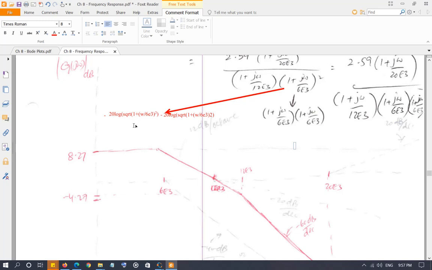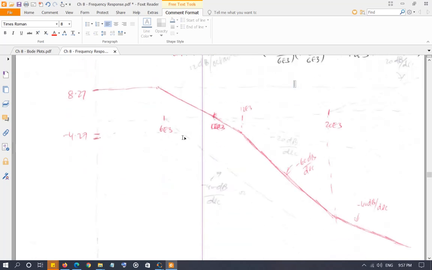So every decade of frequency, 6 exponent 3, 6,000 to 60,000, is going to drop by negative 40 decibel, right? From 6,000 to 60,000 is going to drop by another negative 40 decibel, right? So you're going to have negative 40 decibel, negative 80 decibel, negative 120 decibel. So this is the line right here. Negative 40 decibel per decade from here.